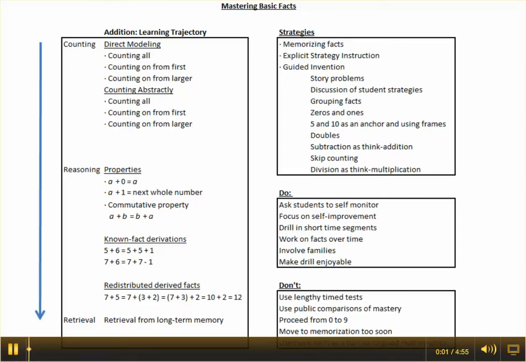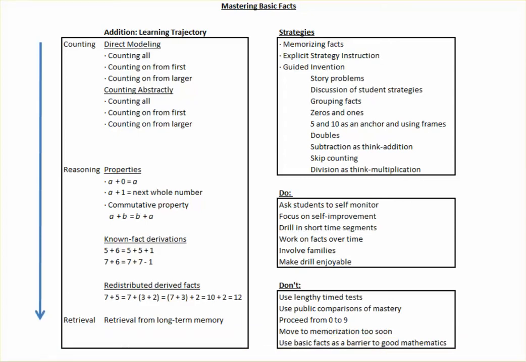Hi, this is part one of the video about mastering basic facts. What are the basic facts? That's when we're doing any of the four operations, adding, subtracting, multiplying, or dividing with single-digit numbers.